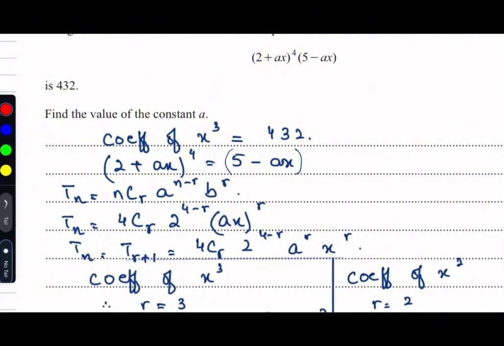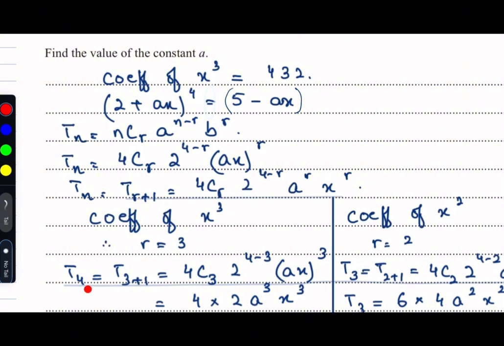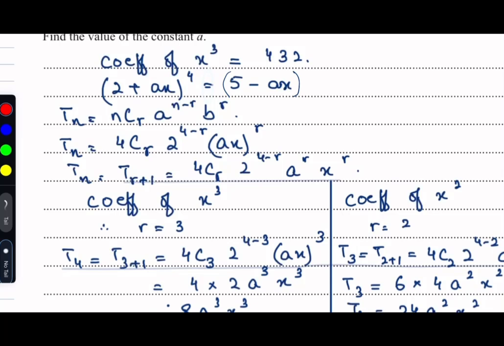The question has asked us for the coefficient of x cube, and to get it, I should know that my r value should be 3. So r equals 3, which means it should be the fourth term, T(3+1), which is equal to 4C3. I've substituted r in the equation as 3, 2 to the power 4 minus 3, (ax) to the power cube, and this becomes 4 times 2 times a cube x cube. So the coefficient of x cube for the expansion of (2 + ax) to the power 4 is 8a cube.